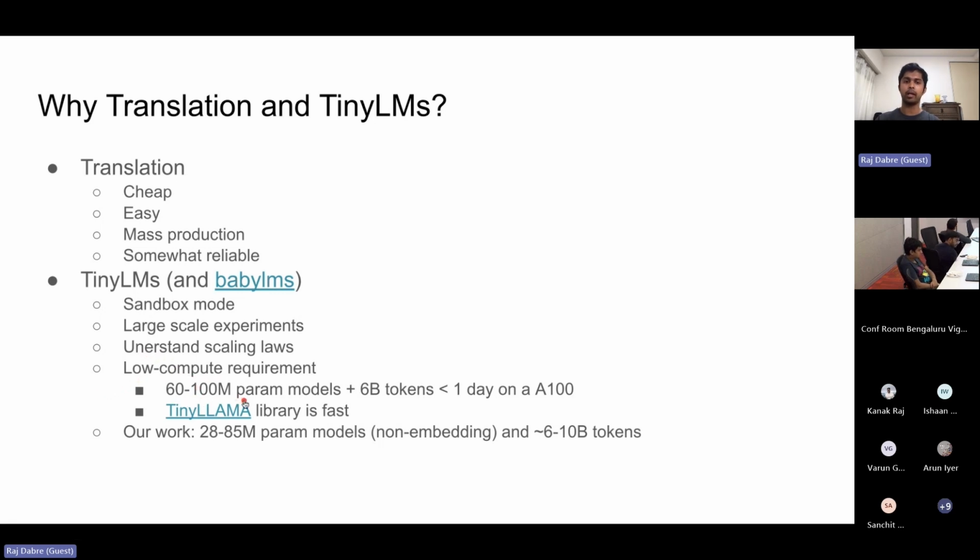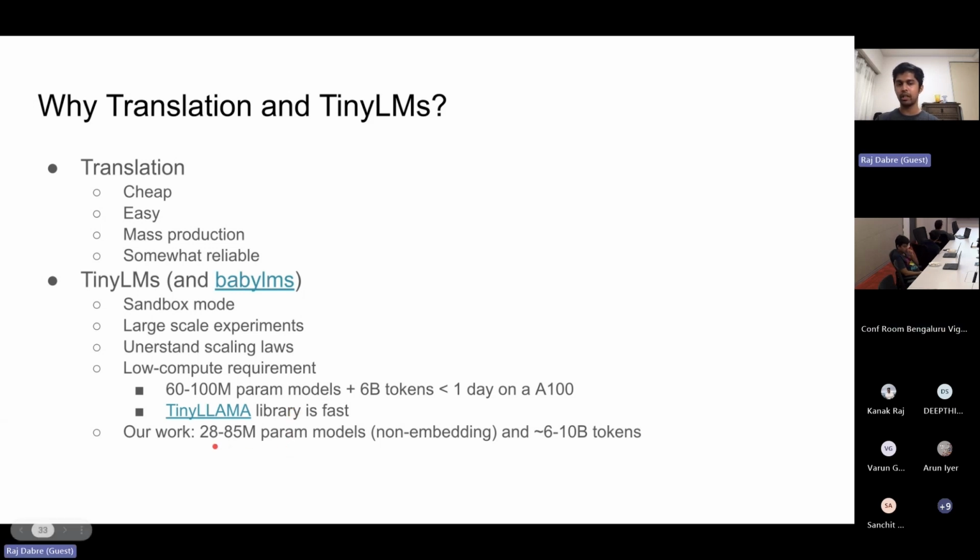60 to 100 million parameter models on 6 billion tokens take less than a day on a single A100 GPU. And if you use libraries like Tiny Llama, you can do this blazingly fast. So you can actually verify a number of your hypotheses regarding your data and modeling choices on tiny LMs. So if you're not doing tiny LMs or small language models, I strongly recommend you read up more and try to get into this. It's very fun and very exciting.